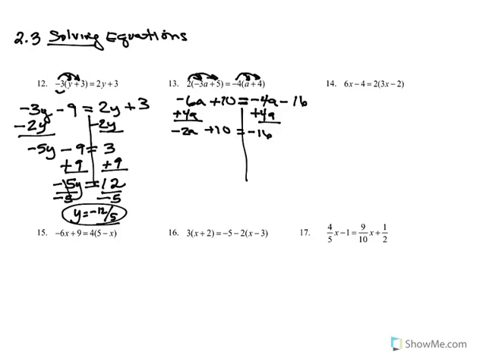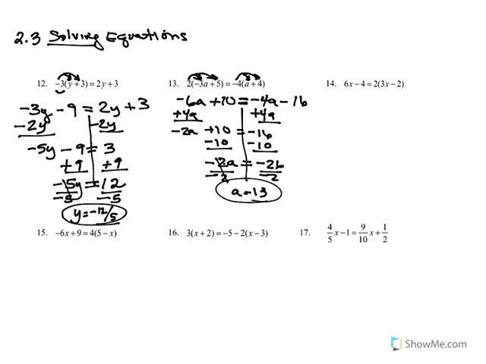Remember, my goal is to get a isolated, so I'm going to subtract 10 from itself, cross the equal sign, and subtract it from the other side. So negative 2a equals negative 26. So then how do I get the a completely isolated? Well, the negative 2 would have to move, so I would divide both sides by negative 2. So a would equal 13.